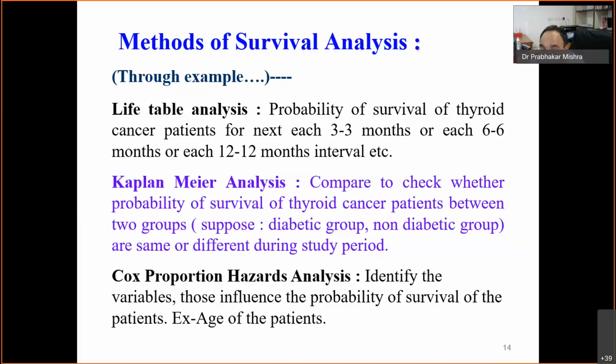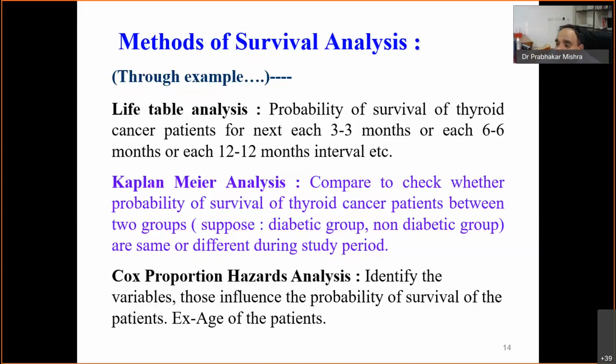But the Cox proportional hazard analysis is a multivariate analysis. In Cox proportional hazard, univariate and multivariate analysis can both be performed, like binary logistic regression. So if we are using the Cox proportional hazard model, then we are able to identify the predictors, and we can even adjust for the age of the patient to find out the predictors of survival time. Okay, so these are the three methods.